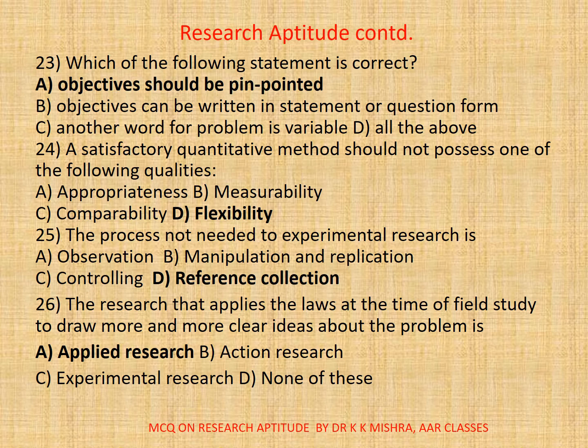24. A satisfactory quantitative method should not possess one of the following qualities. A. Appropriateness, B. Measurability, C. Comparability, D. Flexibility. Here correct option is D. Flexibility. 25. The process not needed in experimental research is A. Observation, B. Manipulation and replication, C. Controlling, D. Reference collection. The correct option is D. Reference collection.